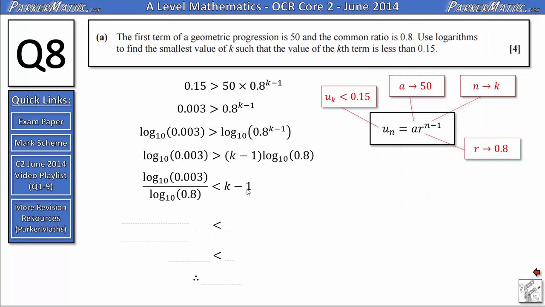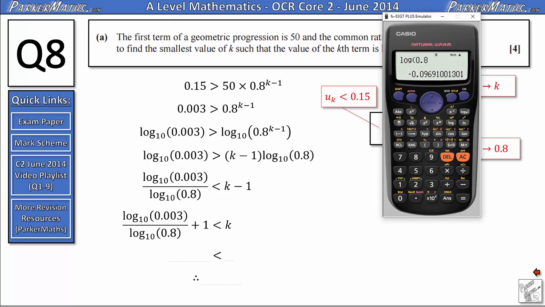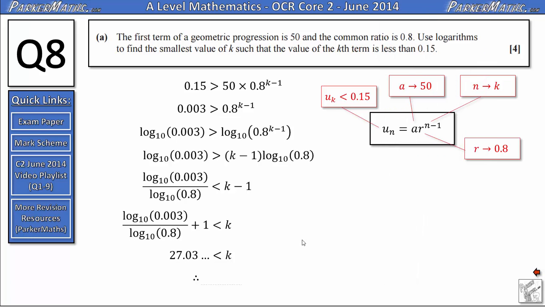Finally, to isolate k on its own, I'm going to add 1 to both sides. So I get k is going to be greater than log 0.003 over log 0.8 plus 1. If I now substitute this into my calculator, I get that k must be greater than 27.03 and so on. However, k is what number term we're on, and that means it must be a whole number. And if k is greater than 27.03, the smallest value that it can actually be is the next number up, which means that k equals 28.